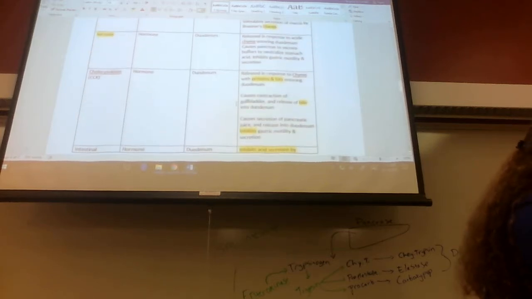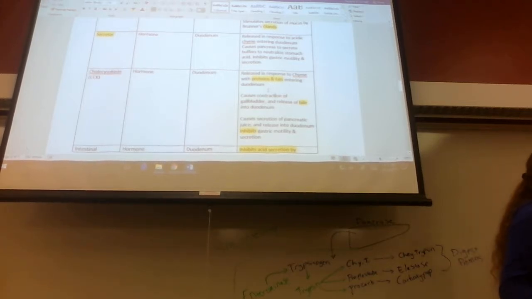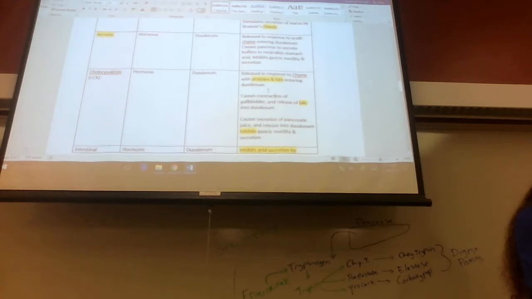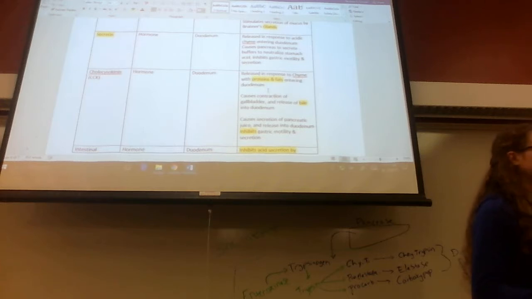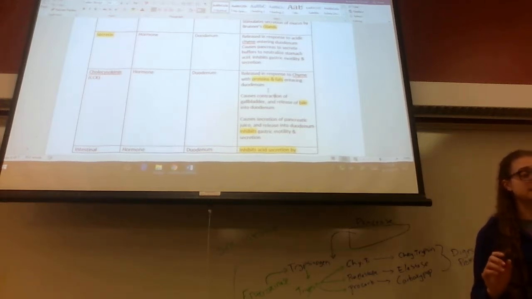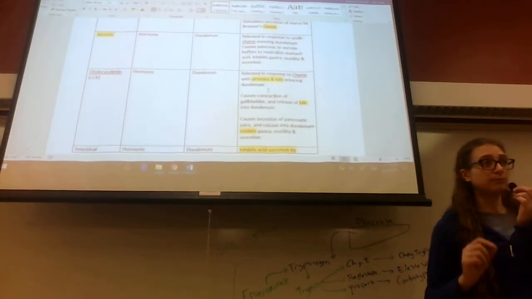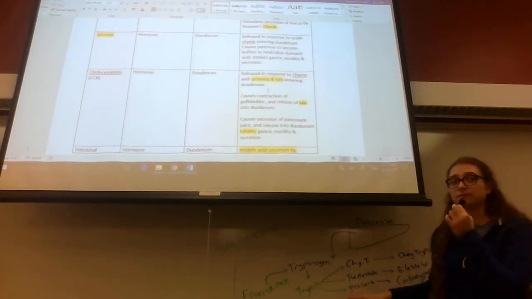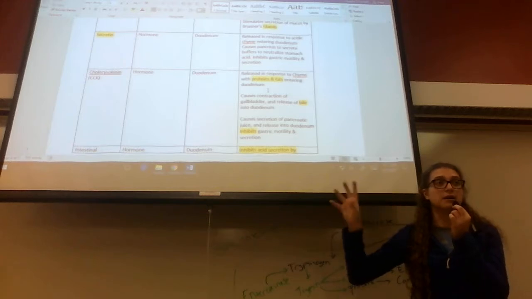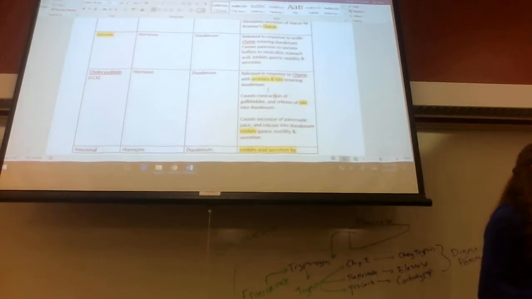CCK, extremely important. I would pay a lot of attention to this. It's a hormone released by the duodenum. It is released in response to chyme with proteins and fats. Causes contractions of the gallbladder, right? Because we have proteins and fats in the small intestine, we need bile. So CCK will go from the small intestine up to the gallbladder and say, hey, start secreting bile.